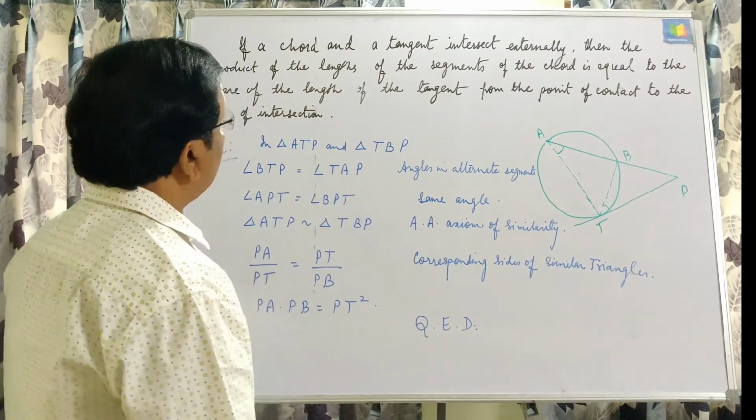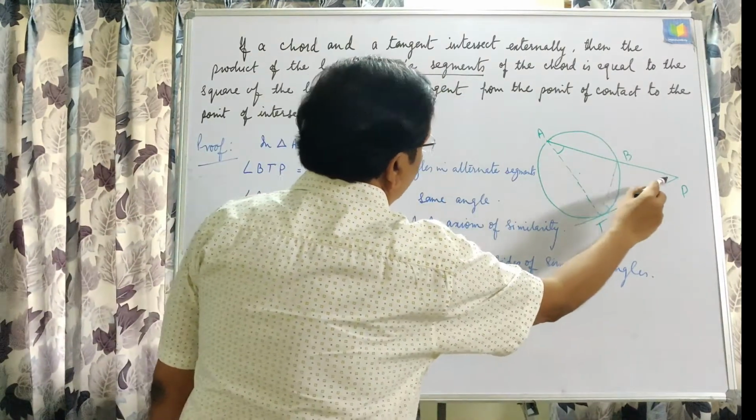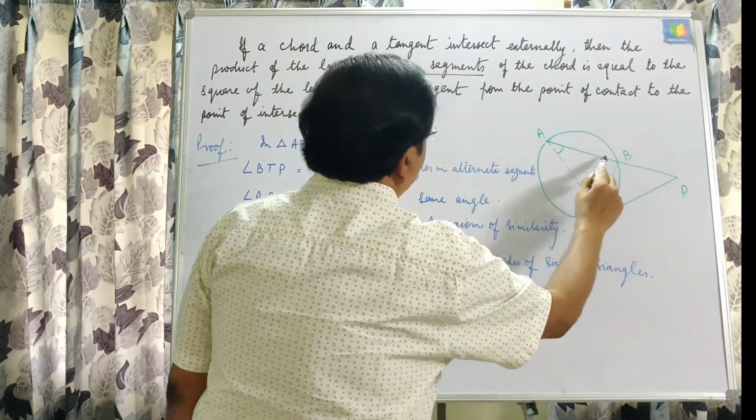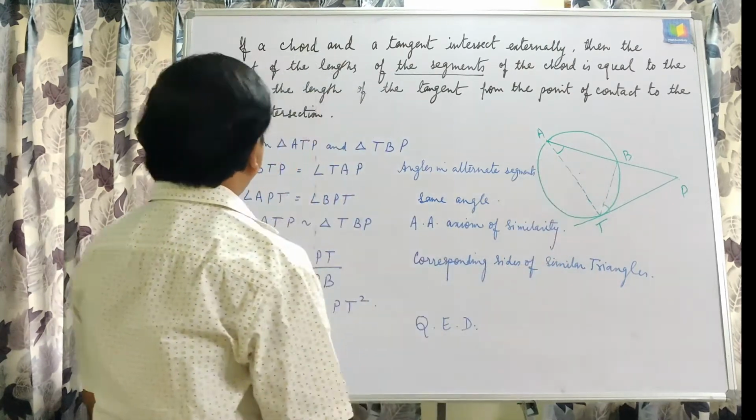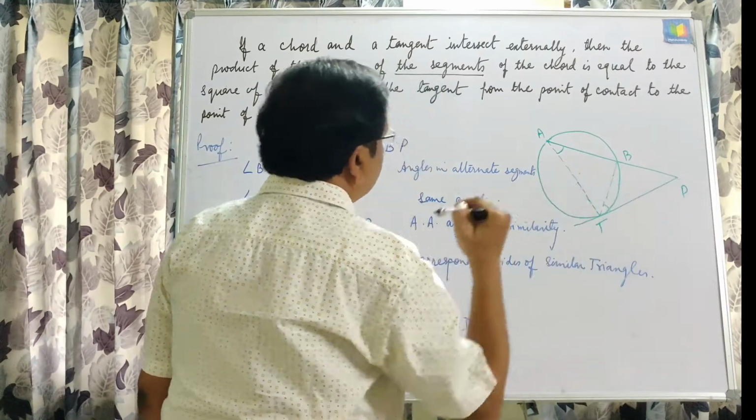And then the product of the lengths of the segments, I just told you the lengths of the segments will be PA and PB, of the chord is equal to the square of the length of the tangent, that is PT square.